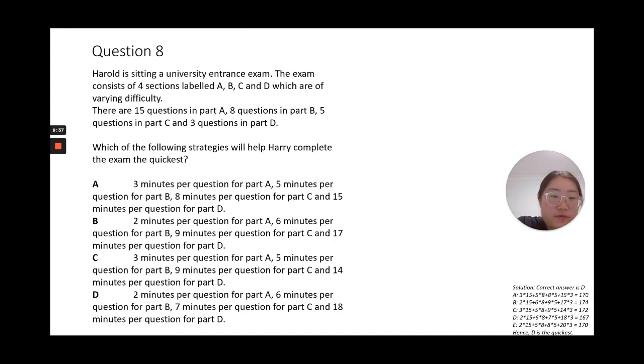Okay, so for this one, ignore this. I accidentally added another line.